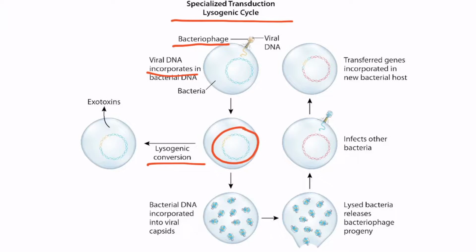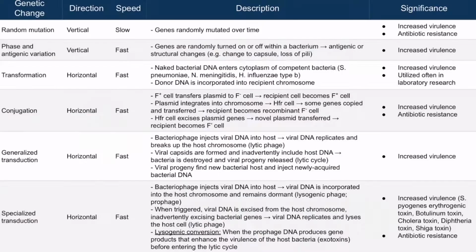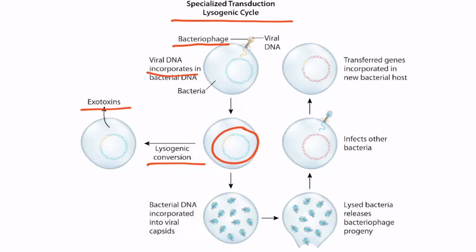Some of these genes can encode for exotoxins, which, as we've discussed in the previous video, can increase the virulence of the bacteria because they inflict disease on the host. In fact, there are several exotoxins produced from this lysogenic conversion, and we've listed them here on the right. These exotoxins include the strep pyogenes erythrogenic toxin, the botulinum toxin, the cholera toxin, the diphtheria toxin, and the Shiga toxin. So you can see that with lysogenic conversion, the bacteria can become more virulent and release those exotoxins.